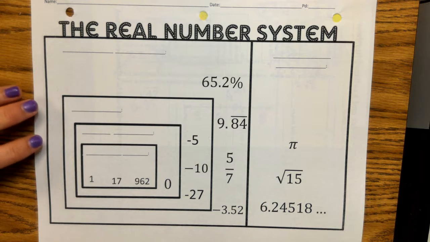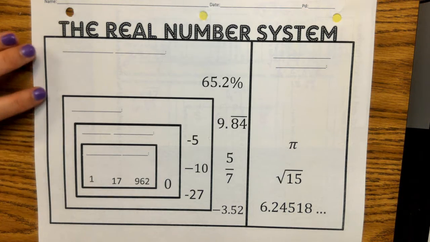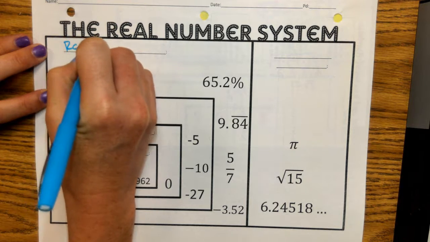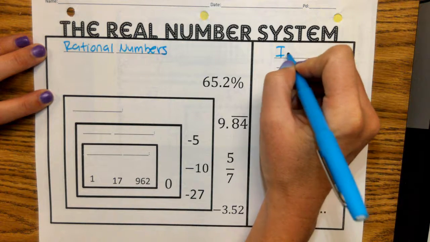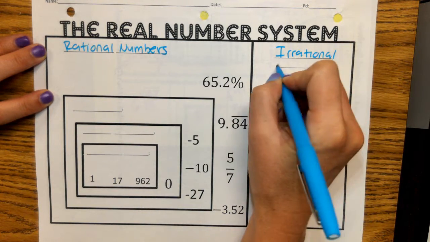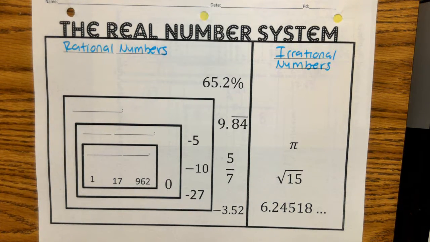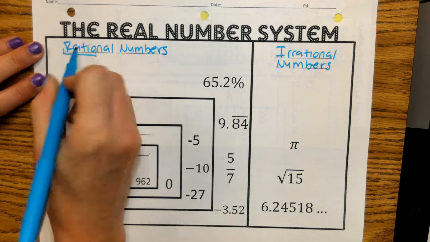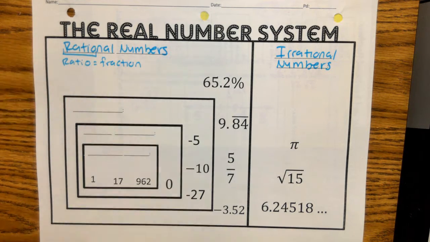Alright, so for our real number system, we have two large groups of numbers. One of them is our rational numbers, and the other is our irrational numbers. Our rational numbers are numbers that you can write as a ratio. Ratios are fractions, part to whole.